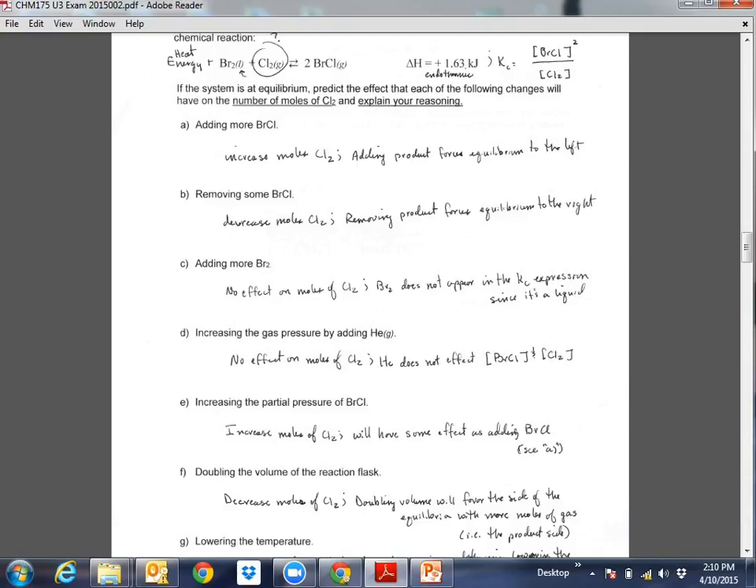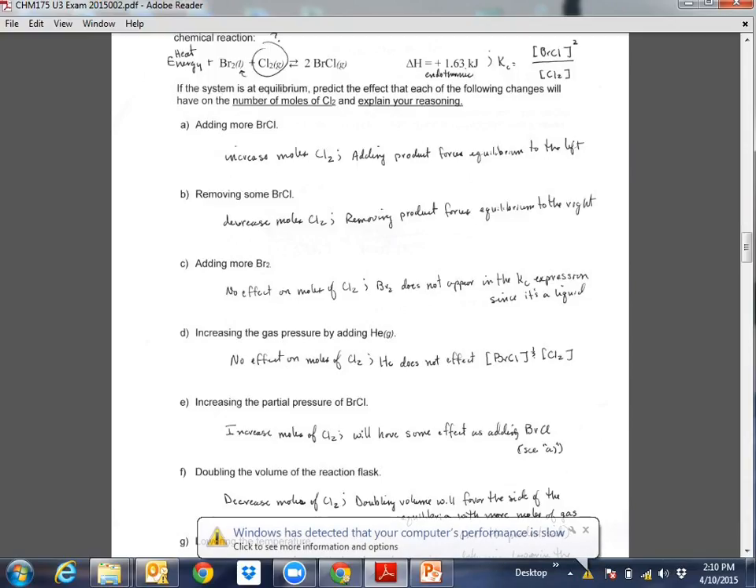Increasing the general pressure of gases inside the vessel will have no effect. E, if we increase the partial pressure of BrCl, that's the same thing as increasing the moles of BrCl, so we're pushing it to the reactant side, so you'll have more Cl2. Question F, if we double the volume, it will favor the side of the equilibrium that has more moles. The side that has more moles is the product side, with 2 moles on the product and 1 mole on the reactant. Since it favors the product, it will decrease the amount of Cl2.